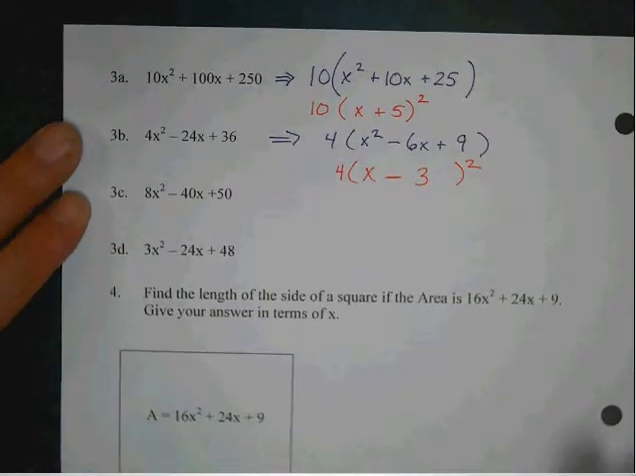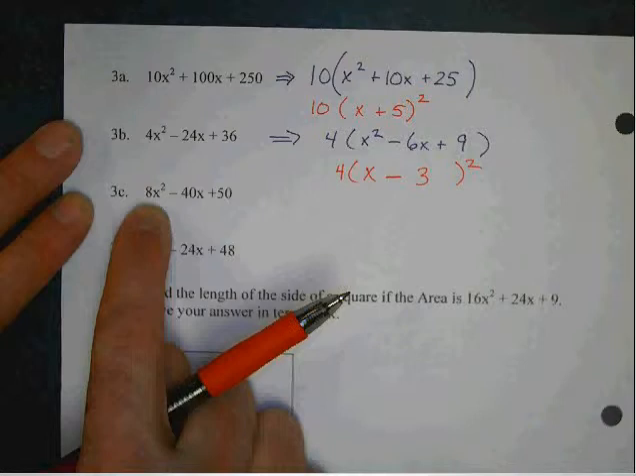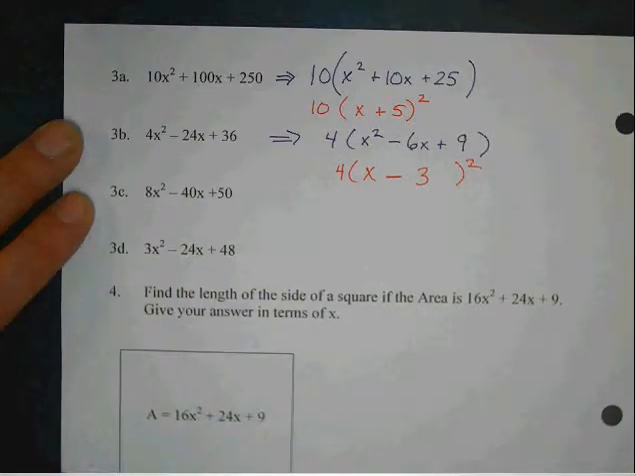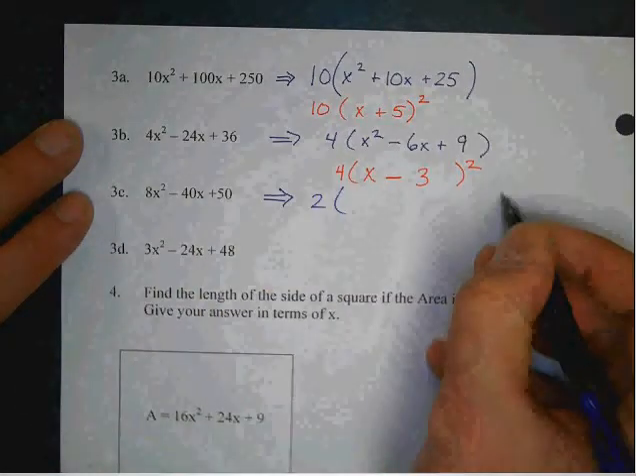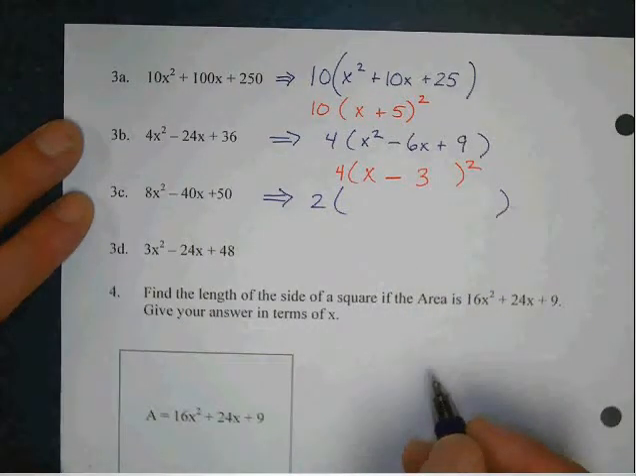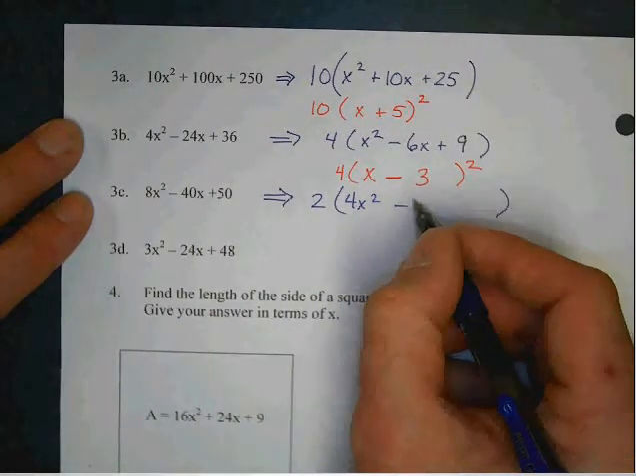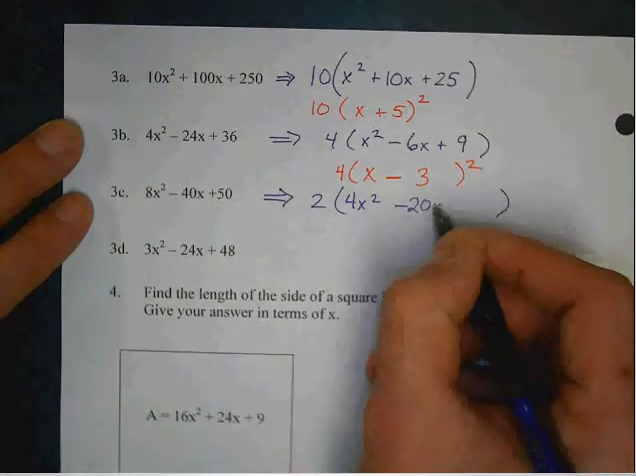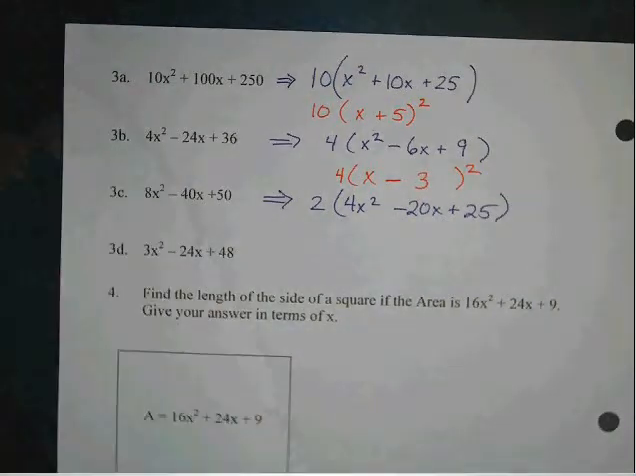All right, look at 3c. It doesn't go any further. Is it a perfect square? No. Is there a GCF? Yes. What is it? 2. 2 times 4x squared minus 20x plus 25. All right, take a minute, work with your partner, figure out that answer.